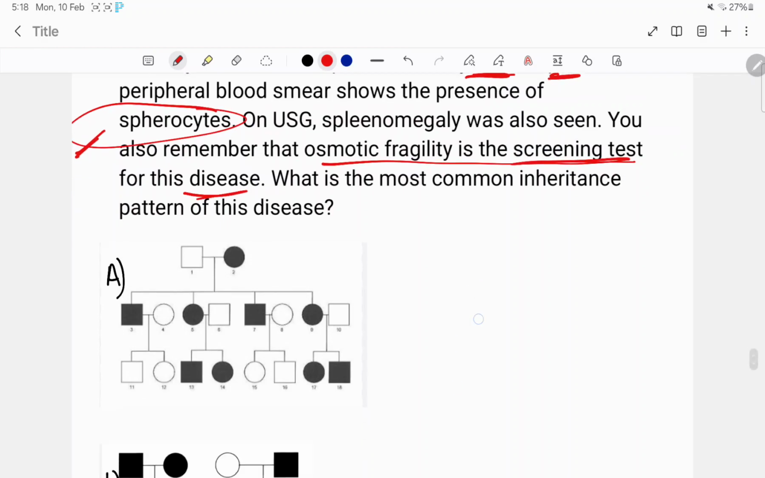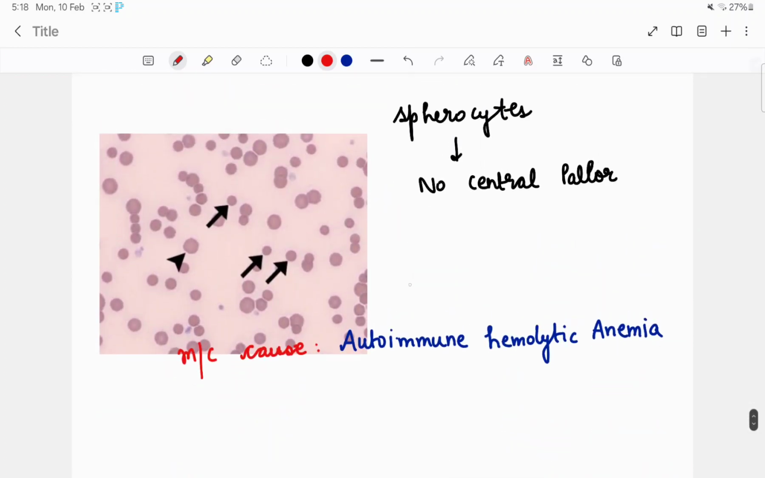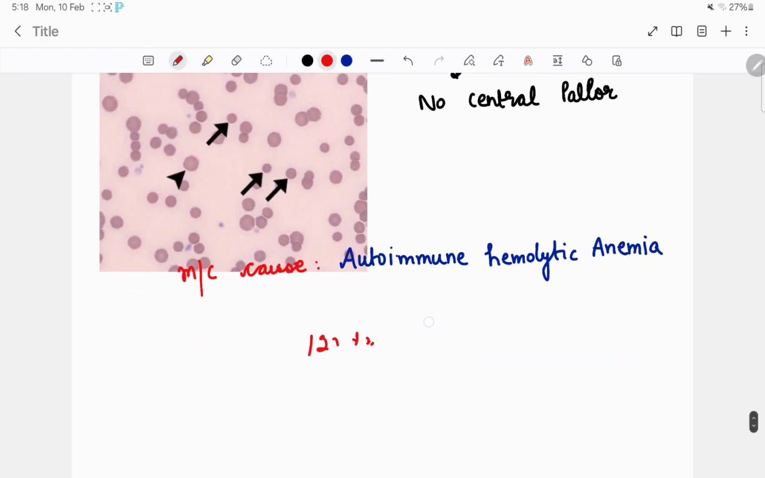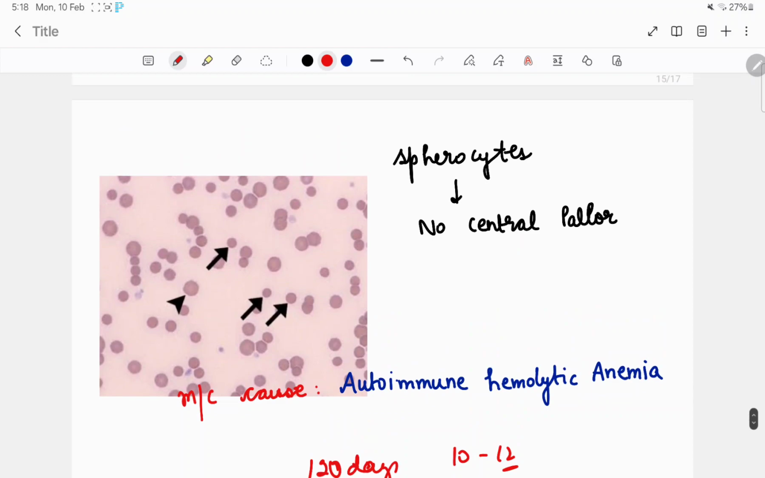First, what are spherocytes and how are they different from normal RBCs? Let's understand that. Normal RBCs have a central pallor in between, and the lifespan of normal RBCs is 120 days. In spherocytes, the lifespan becomes 10 to 12 days. You can learn 120 and 12 days. And there is no central pallor. As you can see in this diagram, there is no central pallor in the cells, so these are spherocytes.